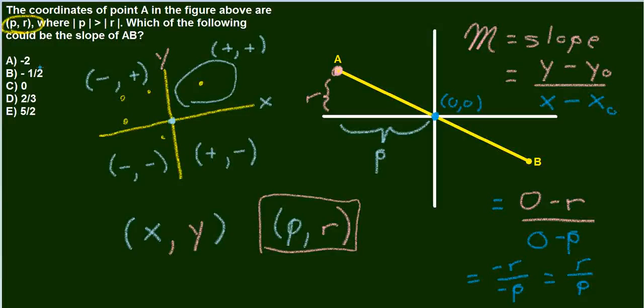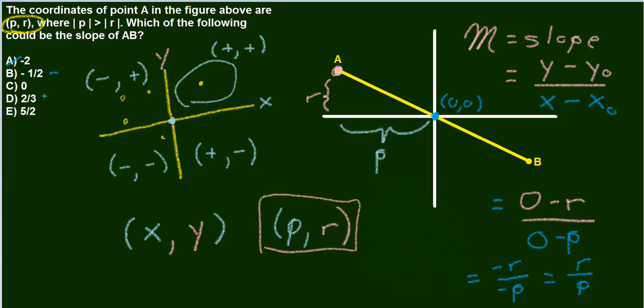So let's take a look at our options here. We have negative 2, so that's basically saying negative 2 over 1. So is 1 greater than 2? No, it's not. So that's not going to be a possibility. We have negative 1/2 here, so it's basically saying that our r value is equal to negative 1, and our p value is equal to 2. So that works out because the absolute value of 2 is greater than the absolute value of negative 1. So this is a possibility.